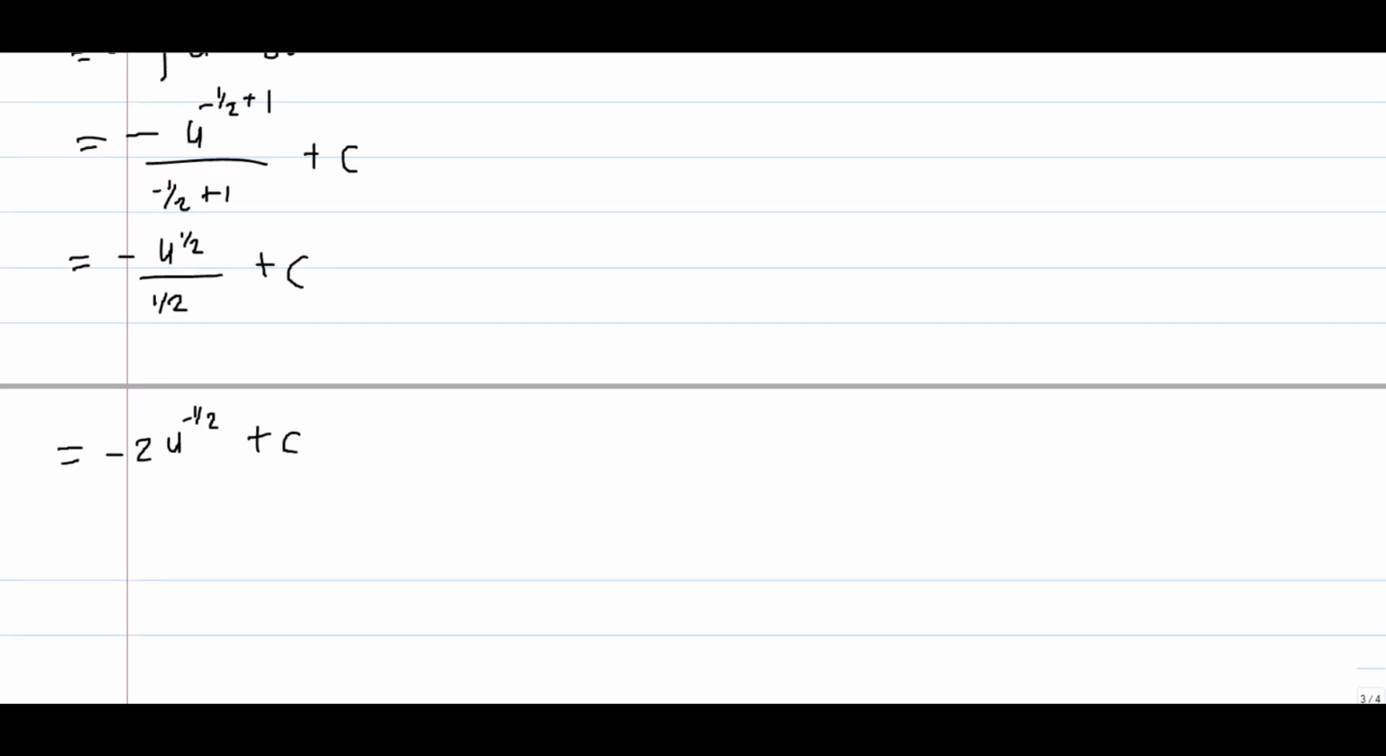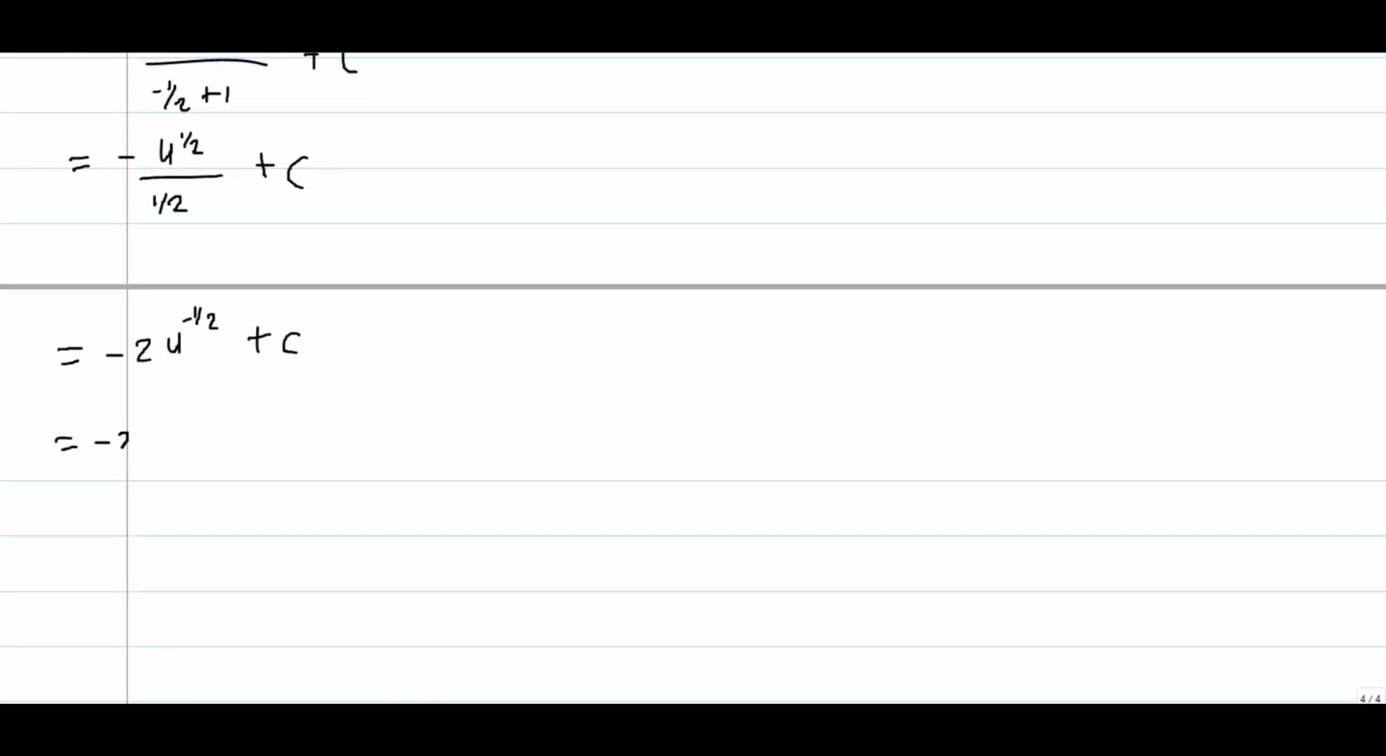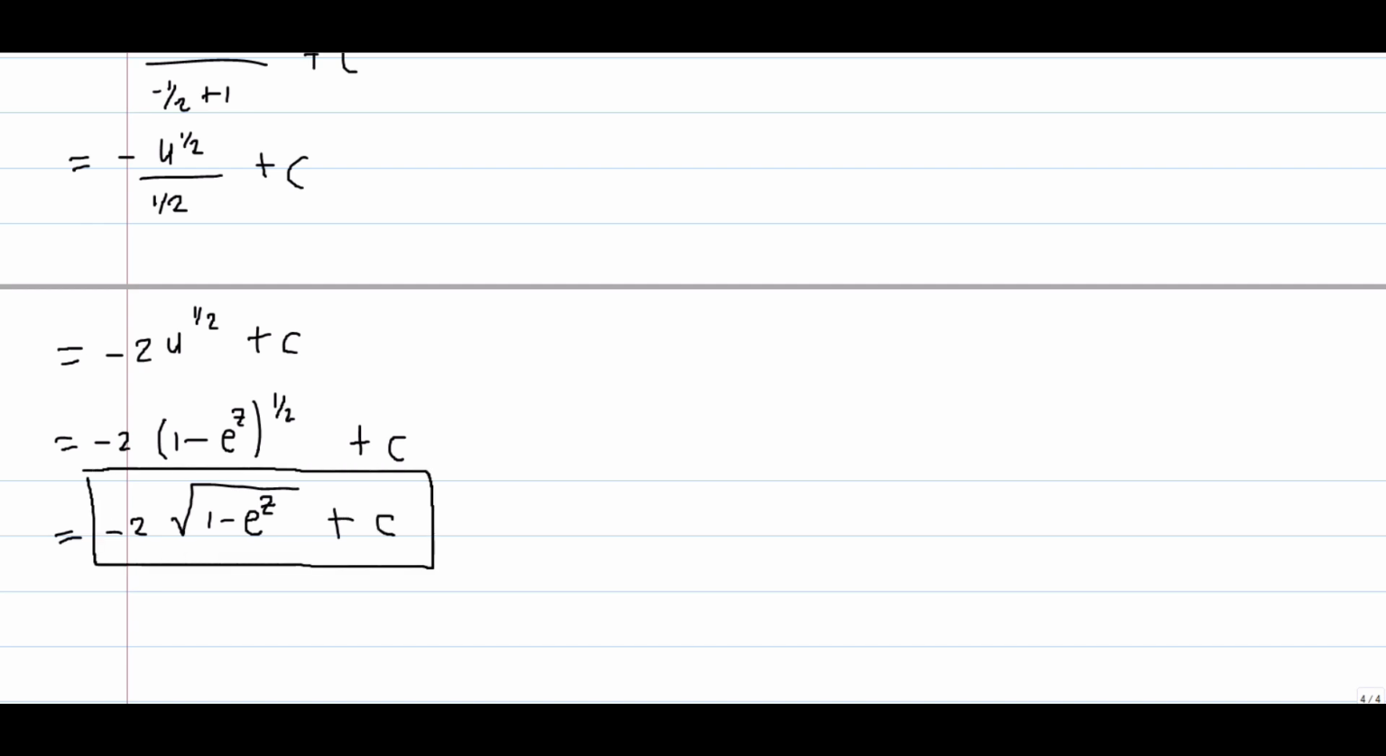Then substitute the equivalent of u, which is 1 minus e to the power z. Okay, so we have the quantity of 1 minus e to the power z to the power 1/2. Okay, by the way, this can be positive 1/2. Okay, then plus c, or negative 2 square root of 1 minus e to the power z, then plus c. So that is the final answer.